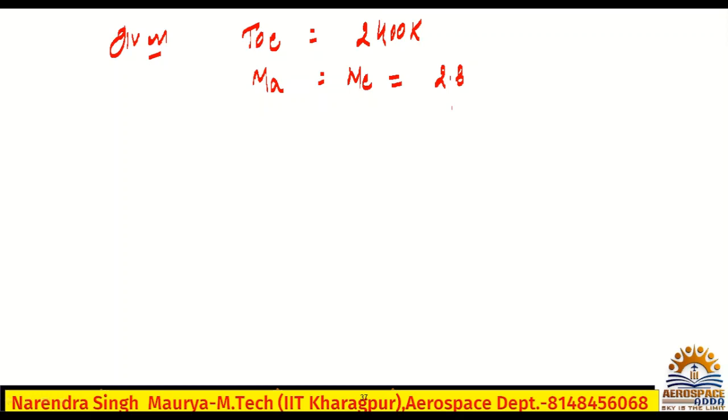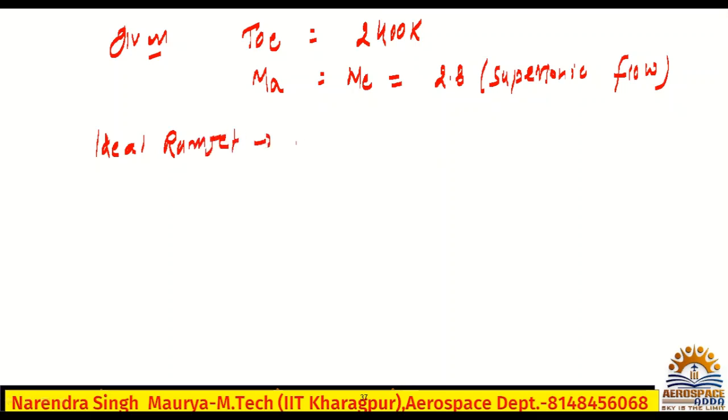2.8. Yes or no? This is the value. Now, because it is an ideal ramjet, there is no shock formation. In fact, because 2.8 is supersonic, yes or no? And for supersonic flow, definitely shock should form. Oblique shock or normal shock, but shock should form. But it is an ideal ramjet.